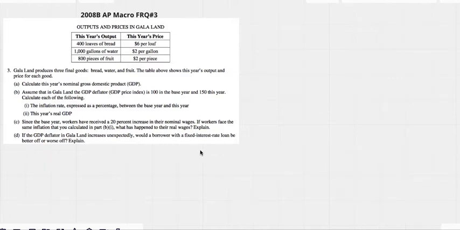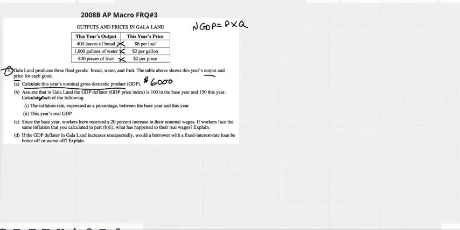2008 AP Macro FRQ number 3, GDP CPI question, it looks like. Gala Land produces three goods, bread, water, and fruit. They give us the output, they give us the price. Calculate this year's nominal GDP. So know that nominal GDP is simply price times quantity, right? So we're going to do 400 times 6, 1,000 times 2, and 8 times 2, 6 times 4, 2016. Is that $6,000, I think?